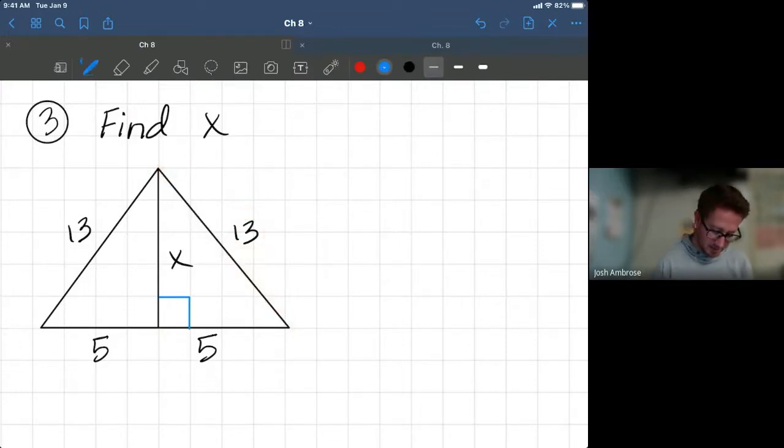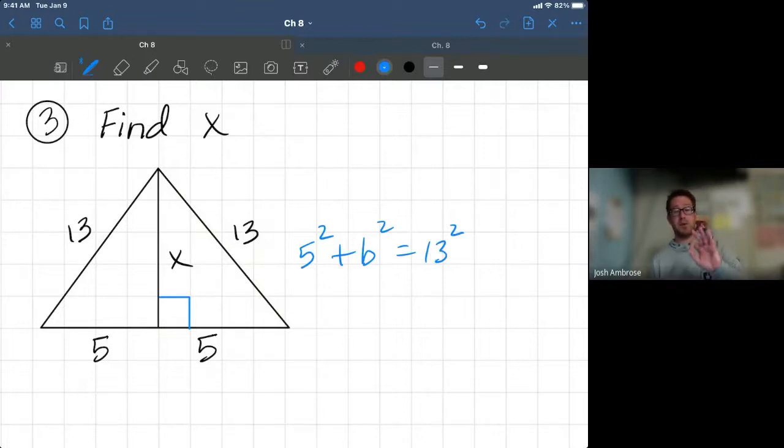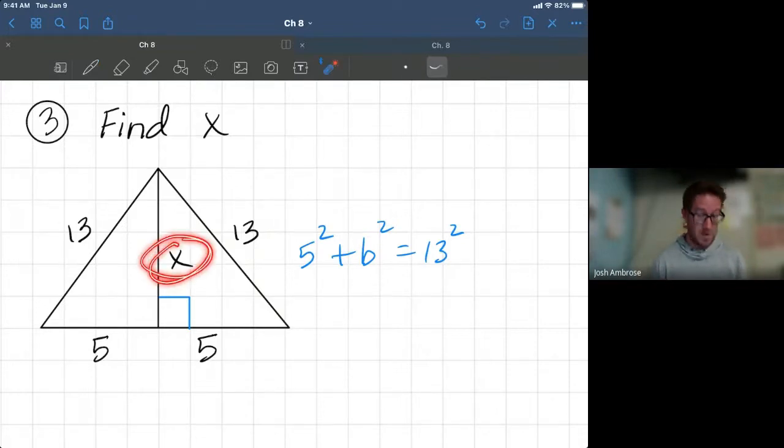Okay, so let's set this up so we can solve for x. We're going to have 5 squared plus b squared equals 13 squared. Remember, though, I said that a and b are interchangeable. So if you wanted to treat x as if it were a, that's fine. You're still going to get the same answer I'm going to get. We're just solving for x. So you just need to designate it as either a or b. It doesn't matter. It could be either one.